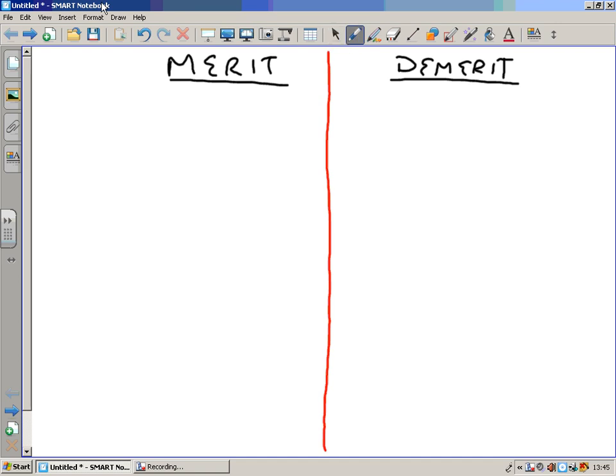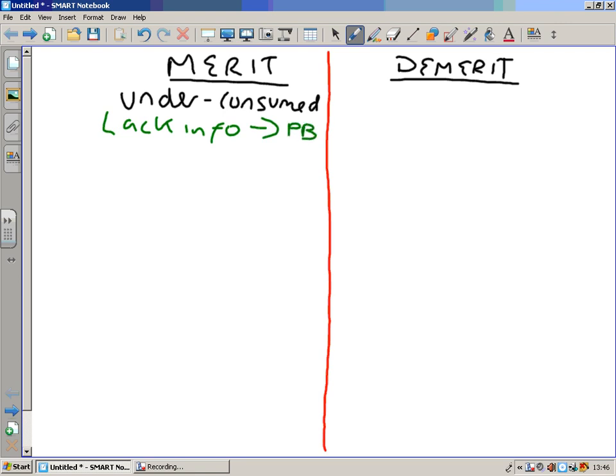A merit good is very similar to a positive externality in that it is under consumed. The difference between this and a positive externality is the reason why it's under consumed. A merit good is under consumed because people lack information. They have information failure about private benefits. So they're unaware of the benefits they will get from consuming a certain product.